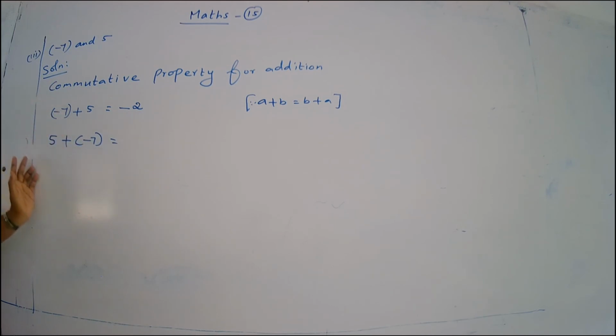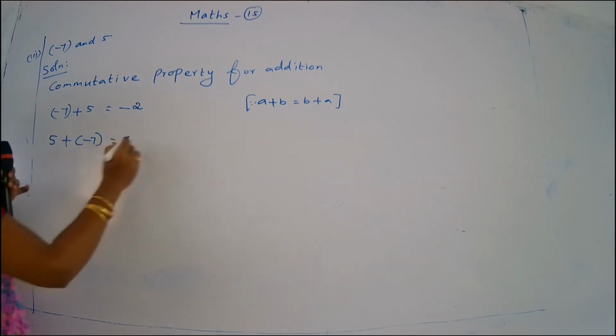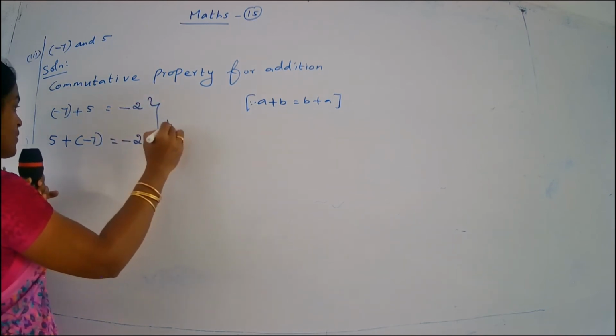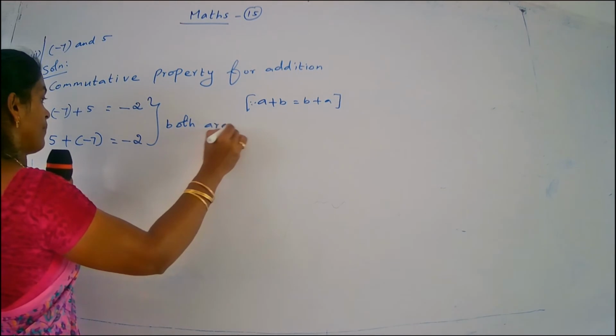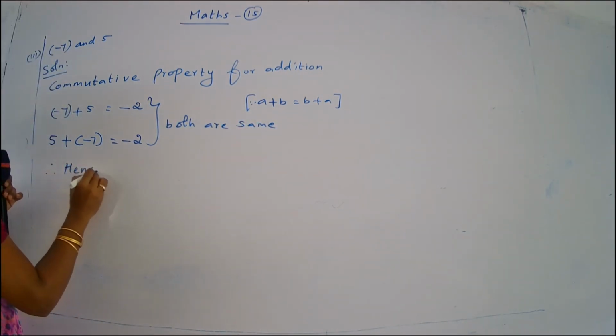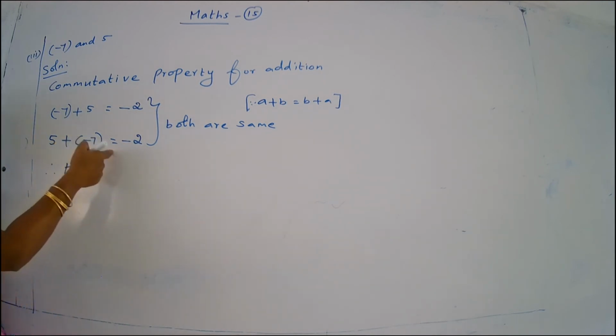Now you change the order, okay. That means 5 plus minus 7. What is the answer? In addition, if the integers have opposite signs, one is positive, one is negative, find the difference and put the greater value's sign. So 7 minus 5 is equal to 2. Your greater number's sign is minus. So here the same answer, okay. Both are same. Hence verified. The commutative property is true for addition.